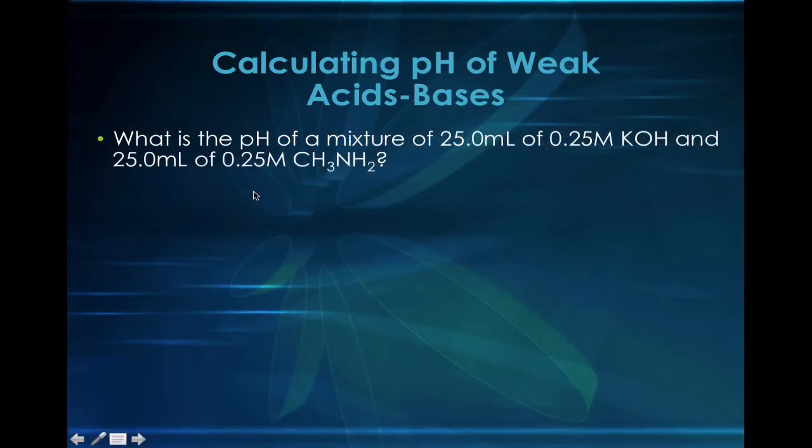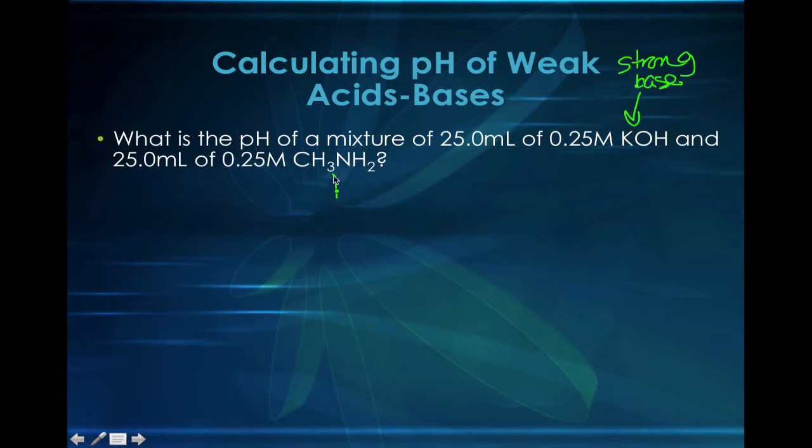All right, last question. Last question says, what is the pH of a mixture of 25 milliliters of 0.25 molar KOH and 25 milliliters of 0.25 molar whatever this is, CH3NH2? This is a weak base. This is, I think, methylamine. So this does not fall into the category of strong bases. Strong bases are these guys that have the hydroxides on them.